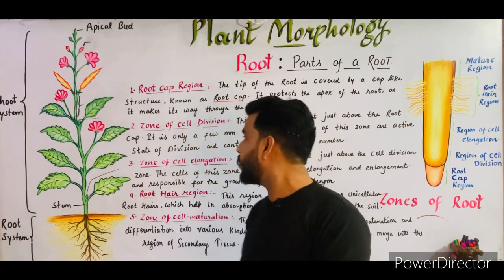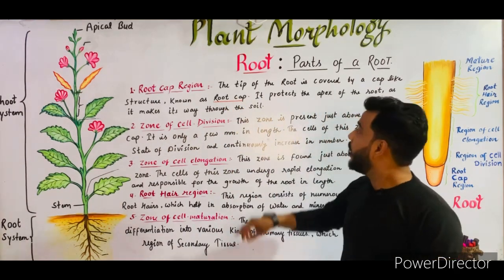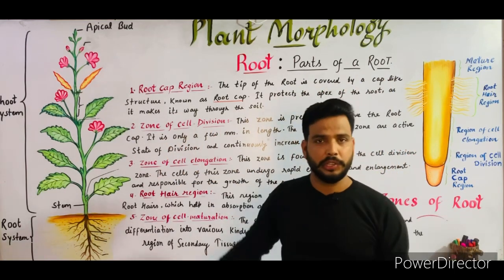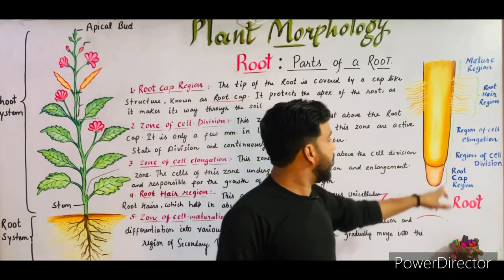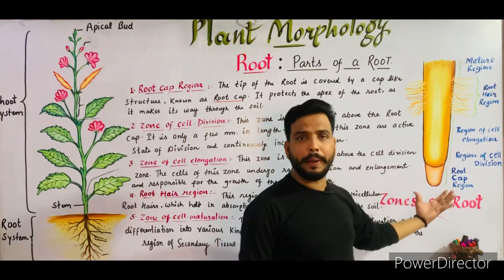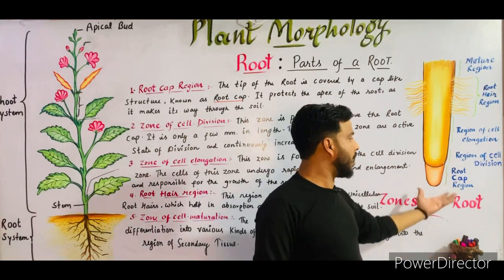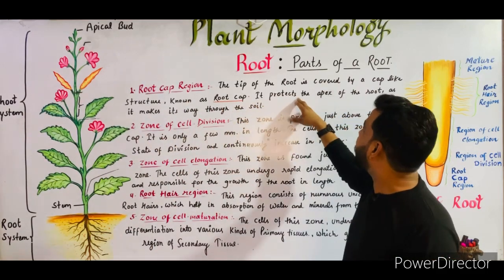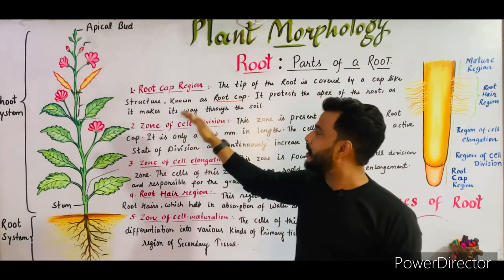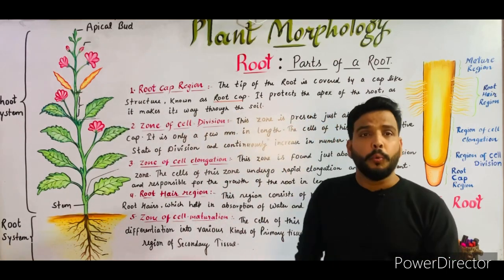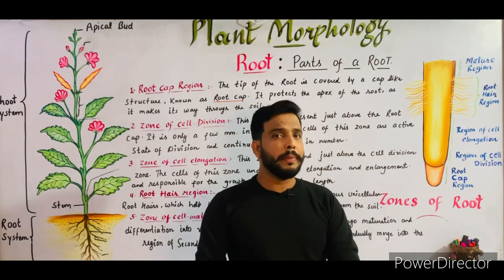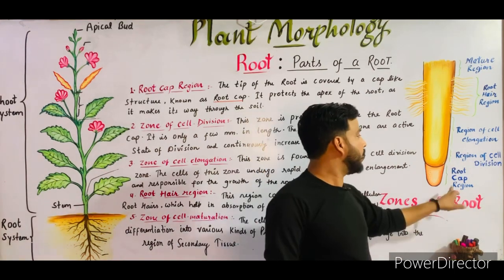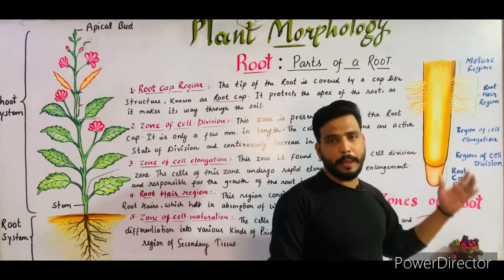Now you can see in the notes, root cap region. The tip of the root is covered by a cap-like structure. As you can see in the diagram, the tip of the root is covered by a cap-like structure, and this is known as the root cap. It protects the apex of the root as it makes its way through the soil. When the root is making its way in the soil, the root cap protects the root. So this region is known as the root cap region.